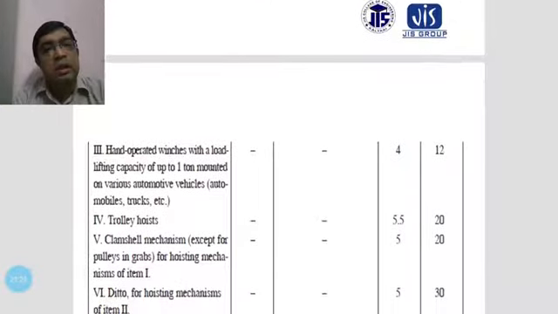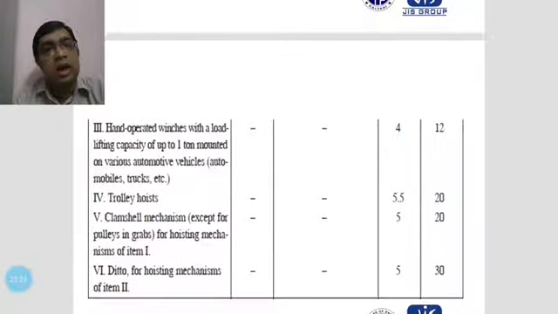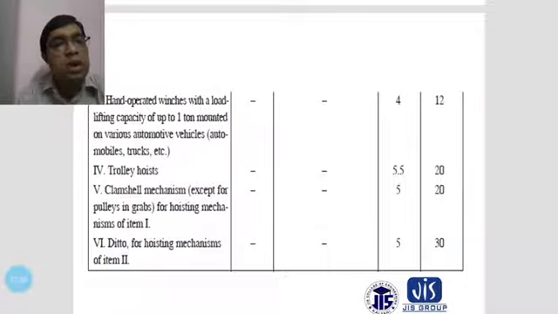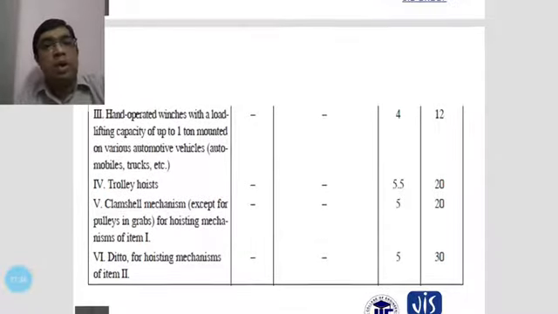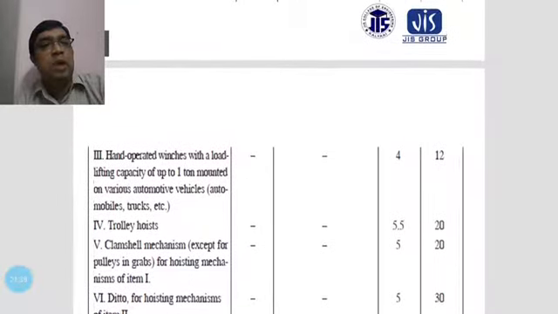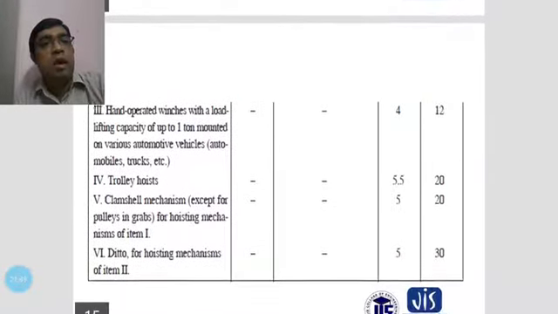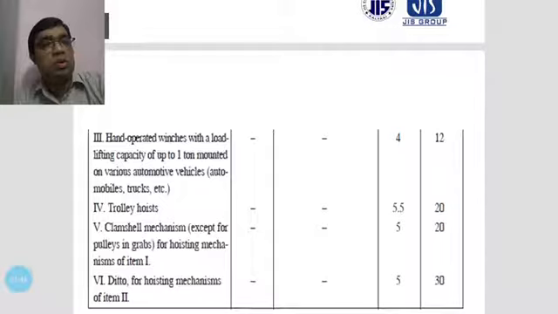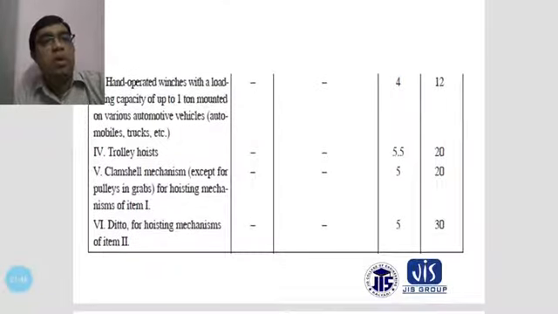Another is the hand operated winches with a load lifting capacity up to 1 ton, mounted on various automotive vehicles. Automotive trucks are also considered with power types, and medium and heavy loads are transferred. The K factor depends on 4, and the E1 factor is 12.